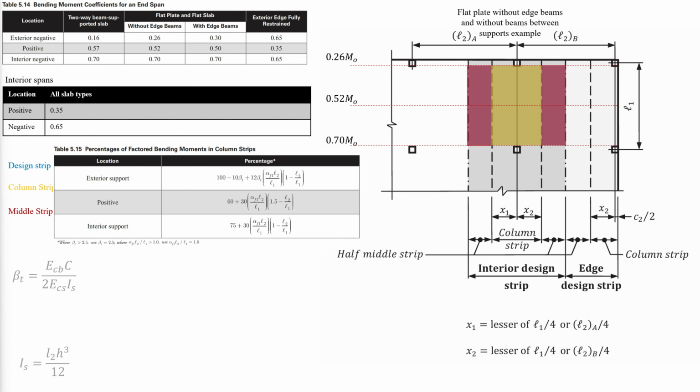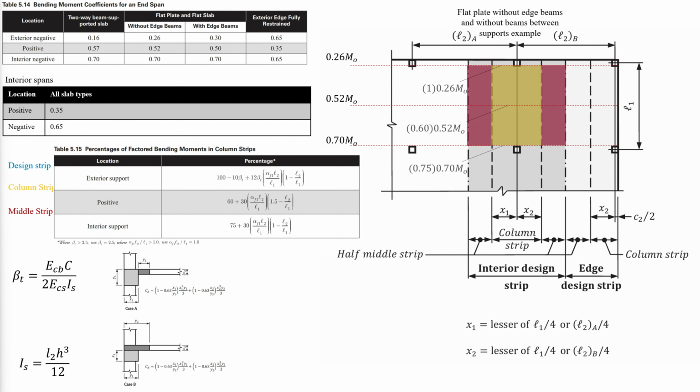Beta T is the ratio of the torsional stiffness of an edge beam to the flexural stiffness of a slab width equal to the beam length. The larger of these two C values should be used for the calculation. If there are no edge beams, beta T is 0. And if there are no beams between supports, alpha F is equal to 0.